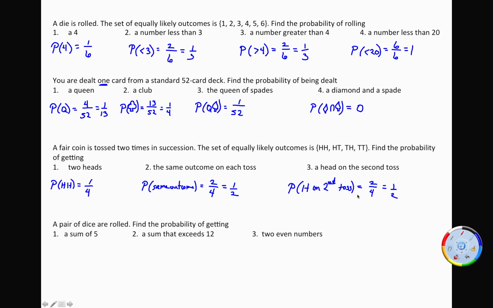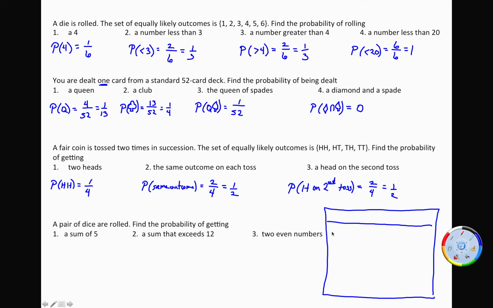A pair of dice are rolled. Find the probability of getting, okay, a pair of dice, so 2 dice. Let me draw a chart over here just to give us an idea of what we're looking at, because remember, we've got to know what the sample space looks like, or at least how many elements are in the sample space.